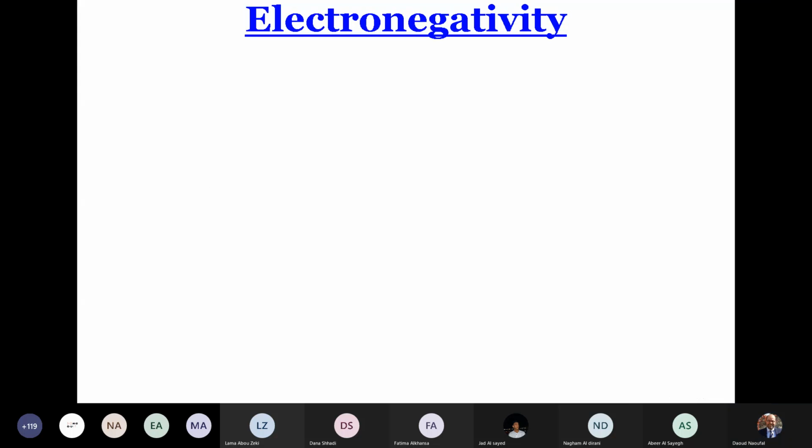Electronegativity. In the trends of the periodic table, we talk about several properties of elements: the atomic size, the ionization energy, and the electron affinity. Now we have another property, which is the electronegativity. And pay attention, there is a difference between the electronegativity and the electron affinity.